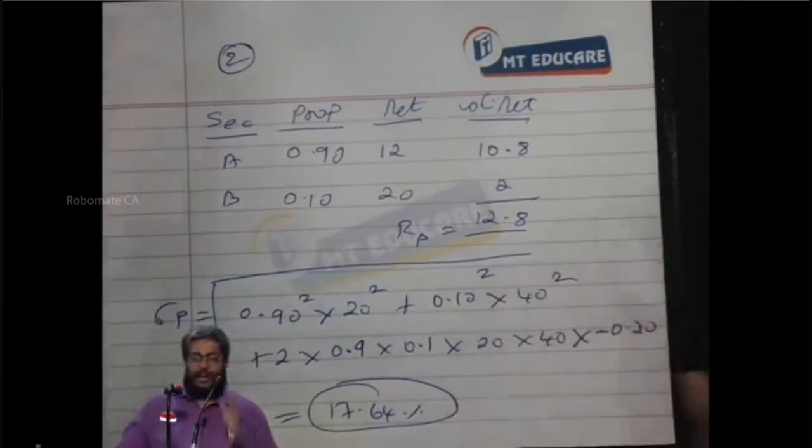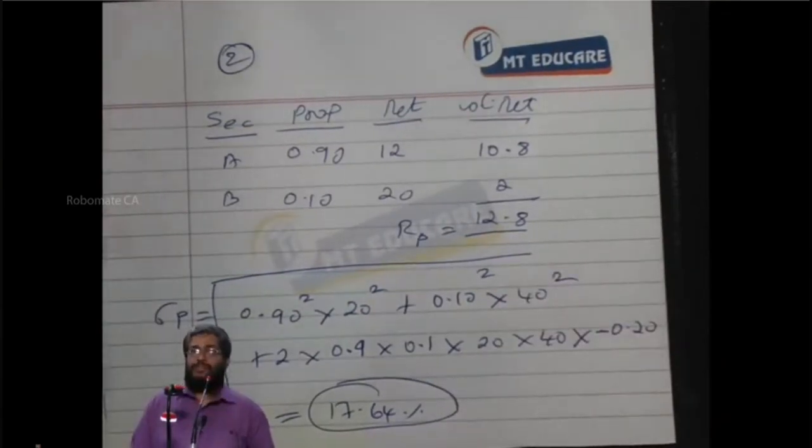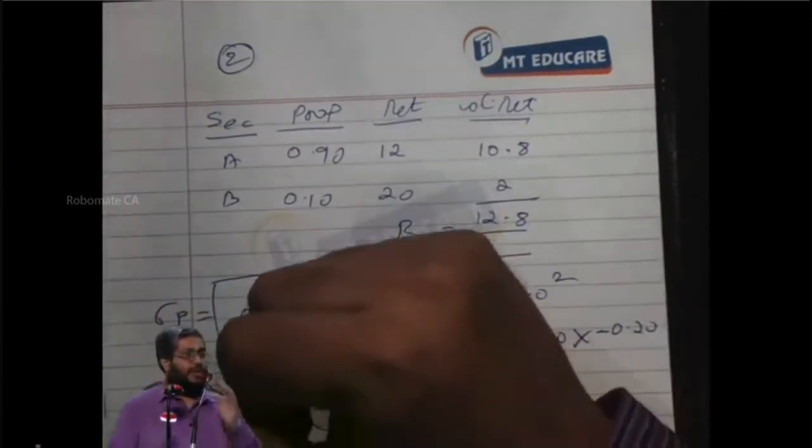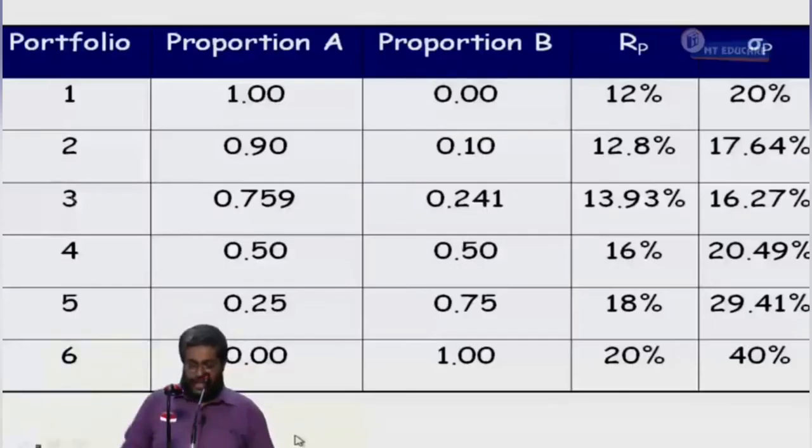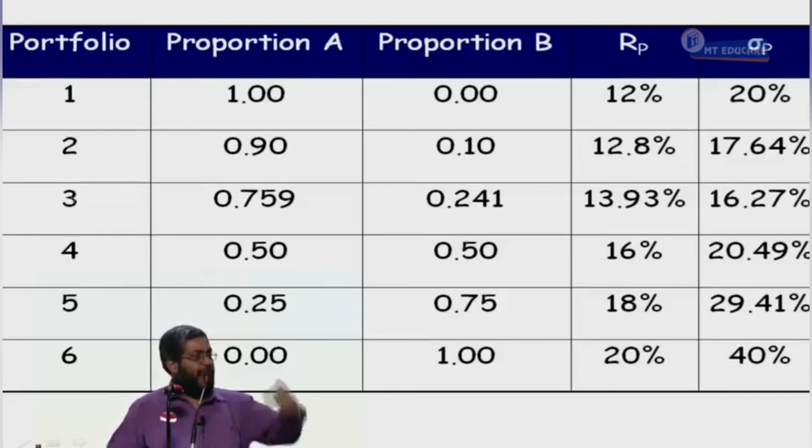Now, let's start with our discussion. See, security A, if you look at it, is a low return, low risk security. Accepted? Now, good morning, friends. I am going to start my discussion. This is going to be the observation helpful for another class fully. Please wake up. Can I start or not?